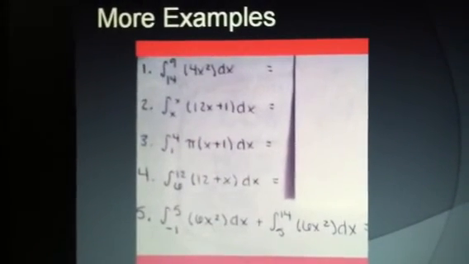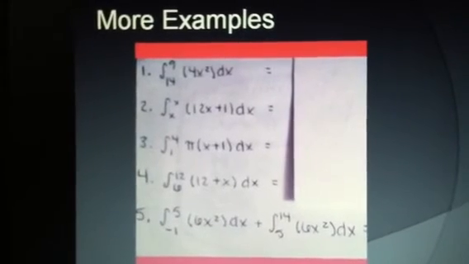Here's some more examples for you to solve. Pause the video, solve them, and the answers will follow.